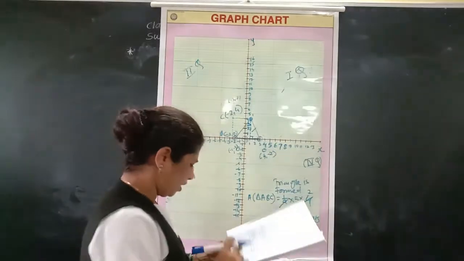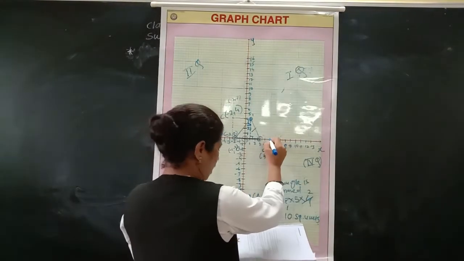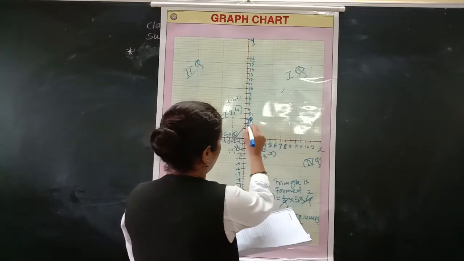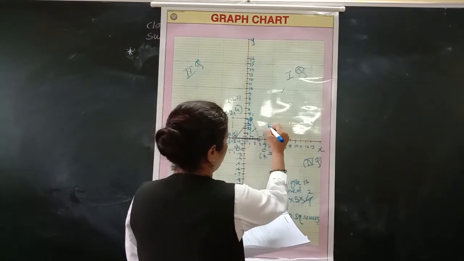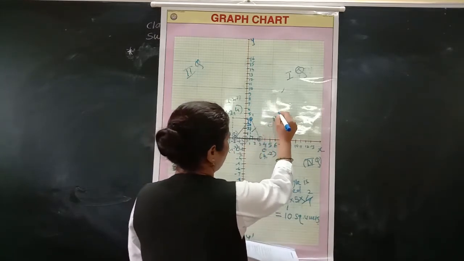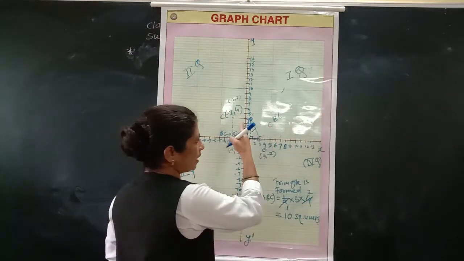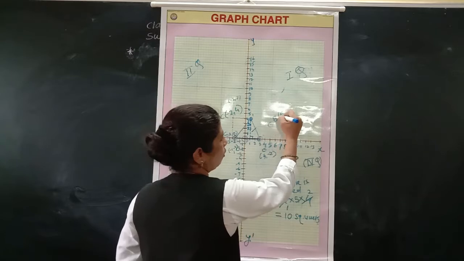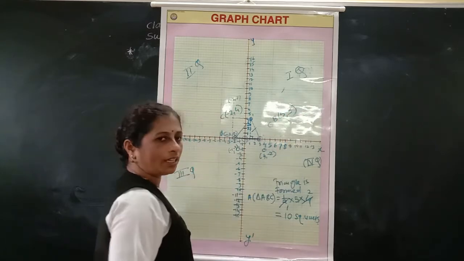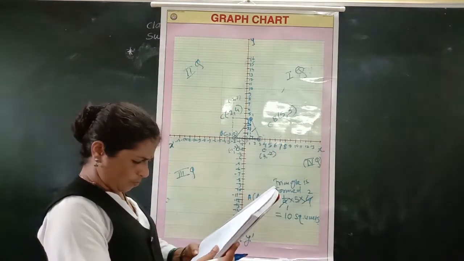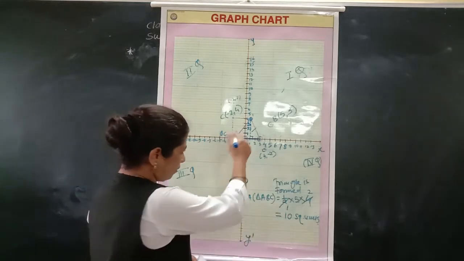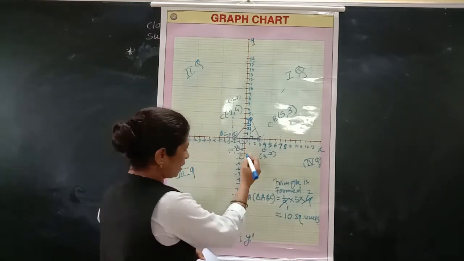Okay. See here, this B is 5, and in front of 3, right? So this point B is given here. So what are the coordinates of the point B? 5 of x-axis and 3 of y-axis. So 5, 3. Understood?